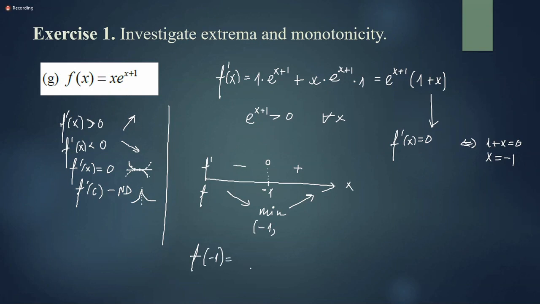Minus 1 times e to the power minus 1 plus 1, which is minus 1 times e to the power 0. We know that e to the power 0 is 1. So this is also minus 1. This is the minimum point: minus 1, minus 1. Sorry, minus 1 is the minimum point, and minus 1 is the minimum value of this function. And for all the other x values, the derivative is not equal to 0.